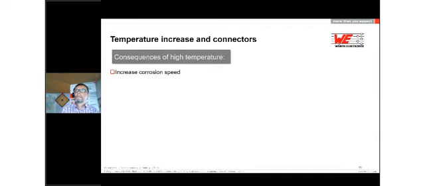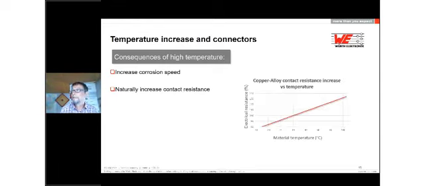First of all, we have to look at the metal parts of our connector, and there is the possibility to increase corrosion speed. When we increase the corrosion speed, we naturally also increase the contact resistance. But what happens if we increase the contact resistance? Okay, the product gets warmer again, and when the product gets warmer and warmer, we increase the corrosion speed again. So this is really a vicious circle. We have to take care about that.